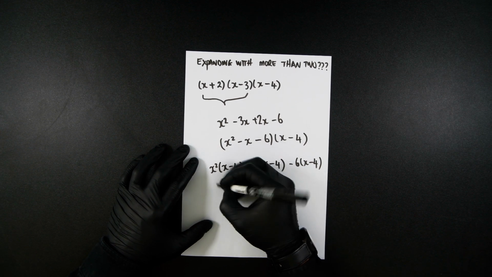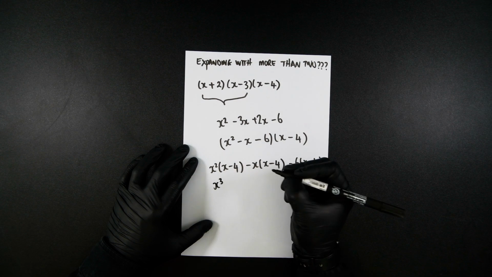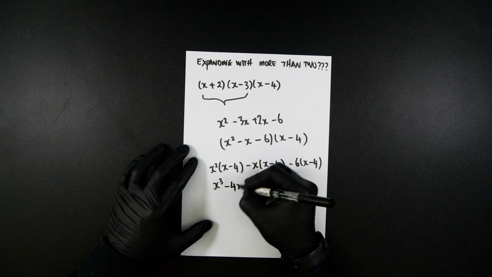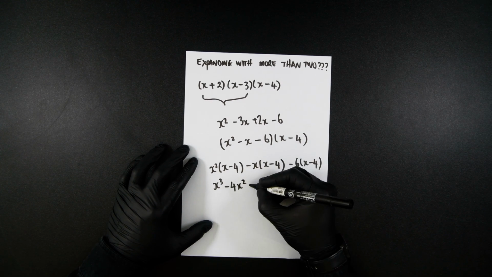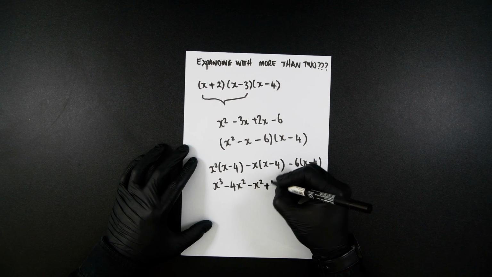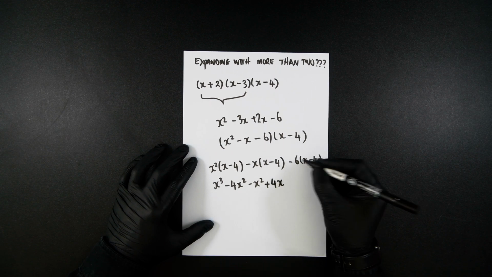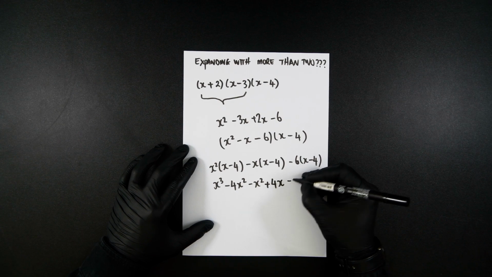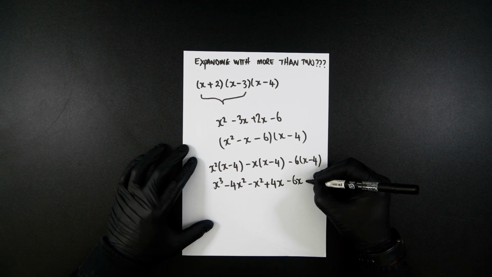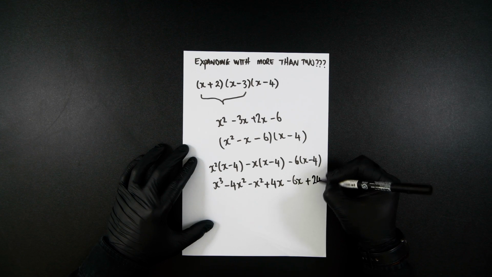So x squared times x is x cubed. x squared times minus 4 is minus 4x squared. Minus x times x is minus x squared. Minus x times minus 4 is plus 4x. Minus 6 times x is minus 6x. Minus 6 times minus 4 is plus 24.